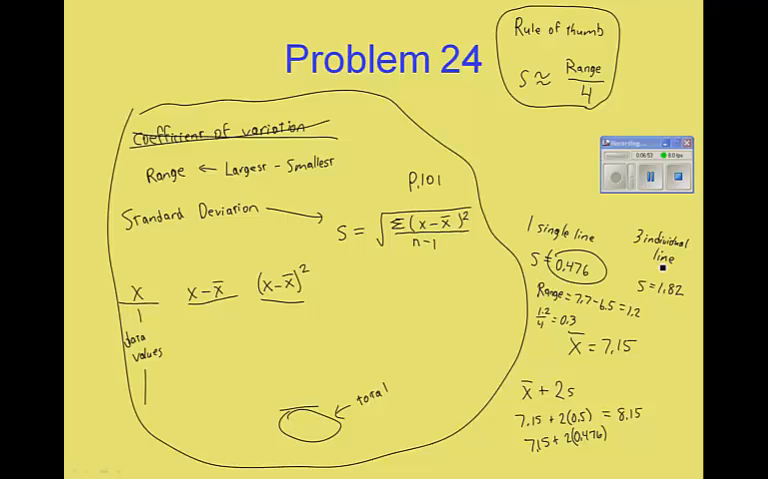Let's try it with the 3 individual lines. What was the range? Oh gosh, it was 10 minus something else. 4.5, I think, right? 4.2. So it's 5.8. If I divide that by 4, I get 1.4 something. Again, that's not quite right. The actual standard deviation is 1.82. But again, it gives you an idea of how spread out the data is. This is a rule of thumb our book presents.